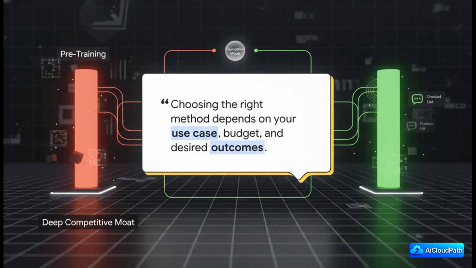And that really brings us to the most important takeaway of all. There is no single best method here. The right choice is always, always a reflection of your specific goals. Are you trying to build a completely unique AI to dominate an industry, or do you just need a chatbot that knows your latest product list? Your answer to that question determines which path you take.